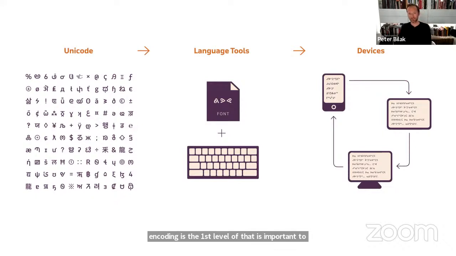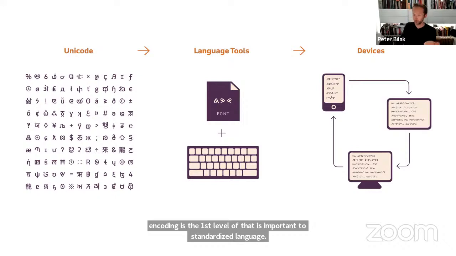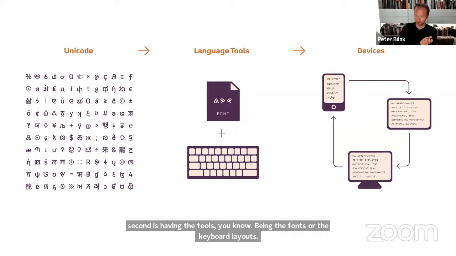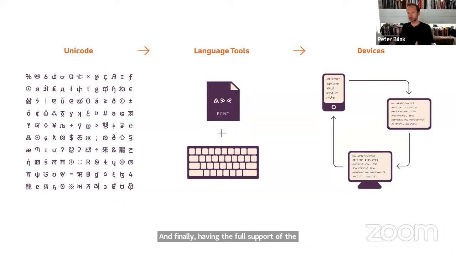The second is having the tools, being the fonts or the keyboard layouts, and finally having the full support of the operating systems, so that they understand what they need to do, including shaping, including rendering the correct version, and sometimes there are localized versions of every character, so it's not just one character.